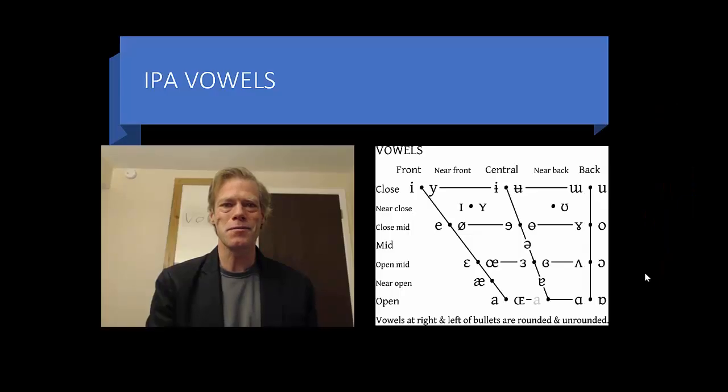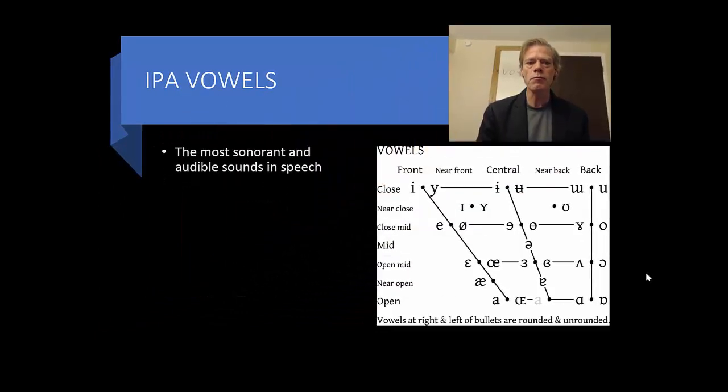IPA vowels. In a previous video, we went over consonants and how they're represented in the International Phonetic Alphabet. In this one, we're going to be going over vowels and how they're represented in the IPA. So, first of all, vowels are the most sonorant and audible sounds in speech. They form the nuclei of syllables.